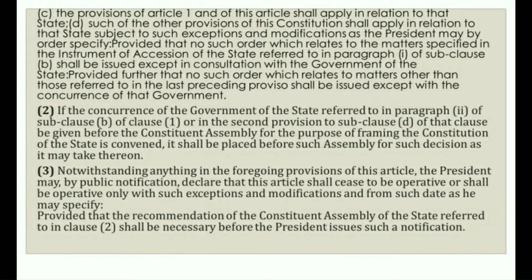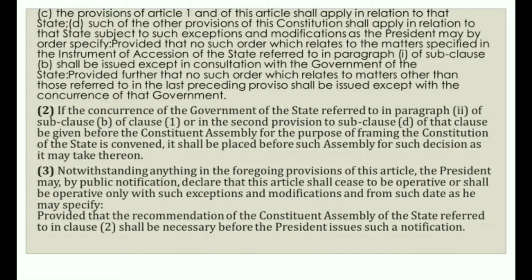2. If the concurrence of the government of the state referred to in paragraph 2 of subclause B of clause 1 or in the second proviso to subclause D of that clause be given before the Constituent Assembly for the purpose of framing the constitution of the state is convened, it shall be placed before such assembly for such decision as it may take thereon.